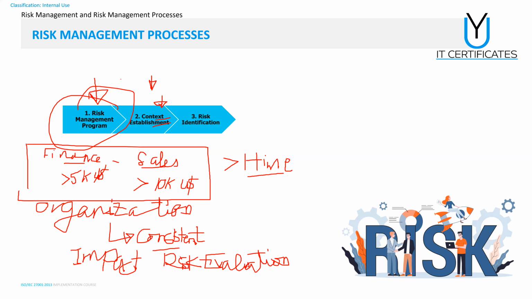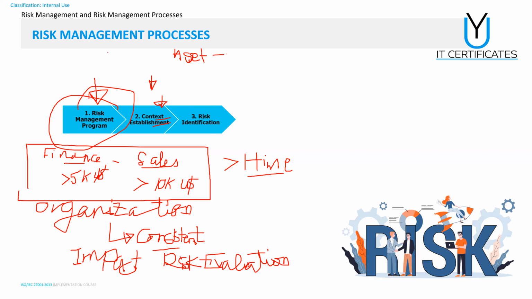Step or process number 3 is the risk identification. It's very important to have a technique to understand the risk identification. In risk identification, there are a lot of factors which define it. Number 1, you have to define the assets. It is very important to understand the asset before you understand the risk.